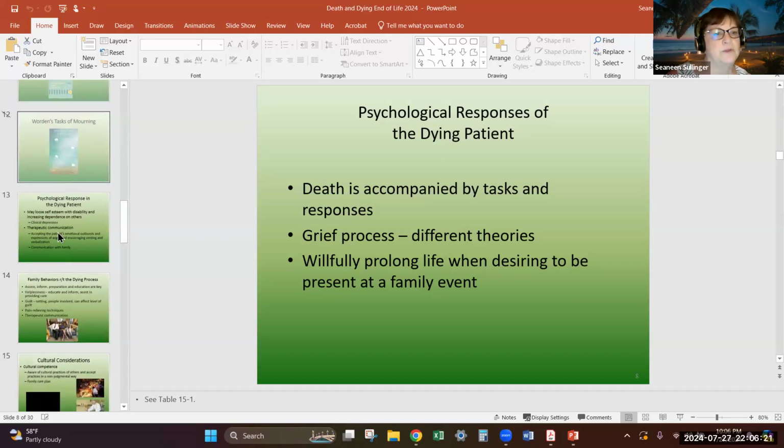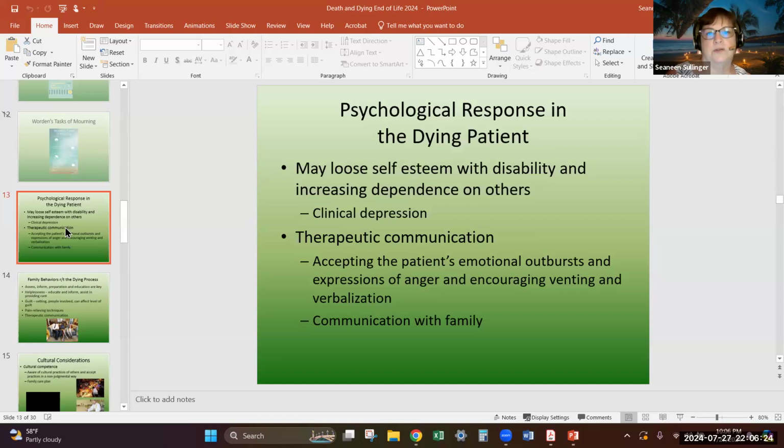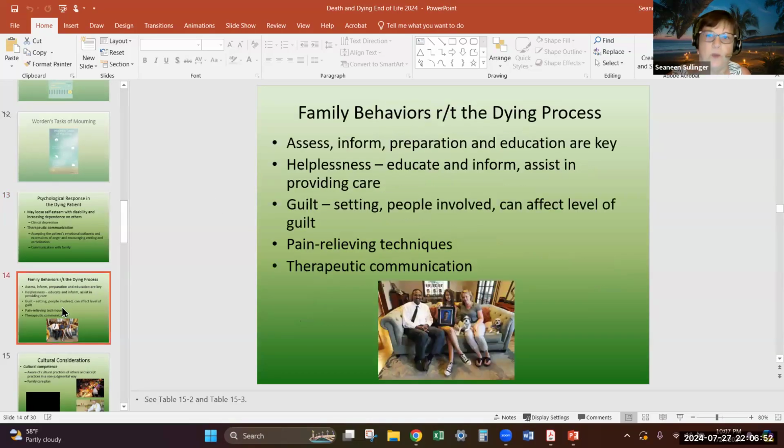We went over those psychological responses in the dying patient. So they might lose self-esteem. If you're diagnosed with a terminal illness, you may or may not know how long you have to live. You may get depressed. So it's important to use the therapeutic communication that we learned back in week two or three, and listening, just listen to them, and give them the time to transition.